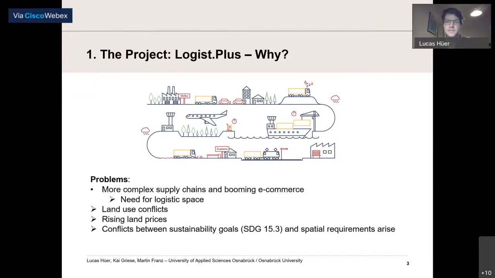The situation in the logistics sector is that there are more and more complex supply chains. I think every one of you knows that e-commerce, especially with the Corona situation, has been booming in the last years. And due to these complex logistic processes, there's a need for more logistical space. This is equally important for cities as well as rural areas. Through this need for space, there are a lot of land use conflicts as well as rising land prices. There's also a conflict between the spatial requirements of companies and the sustainability goals that Mr. Reißmann already introduced in his presentation at the beginning.